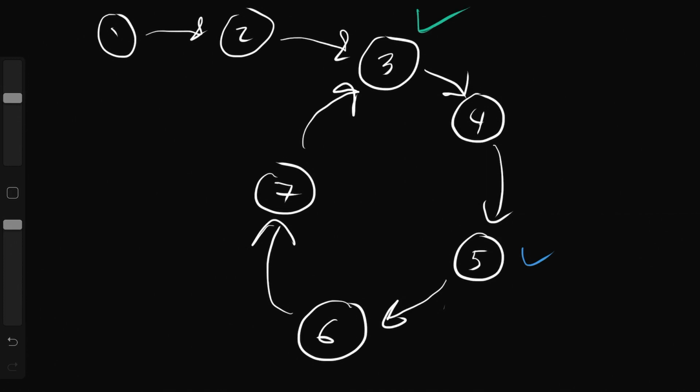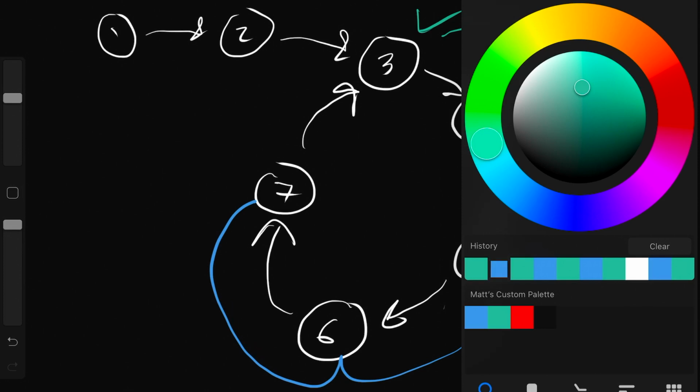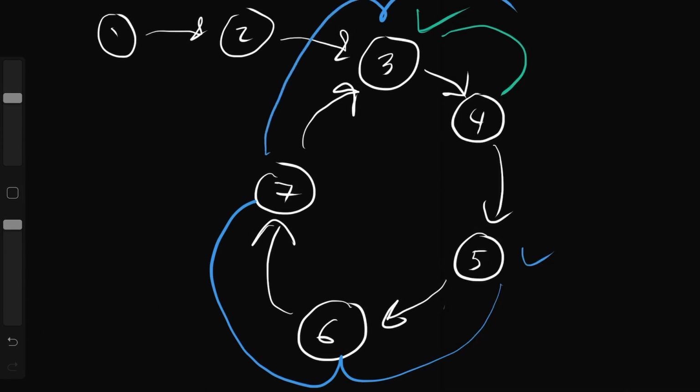Just to speed this up, what'll happen next is blue will move here, and then green will move here. Again, blue will move here, and oh, look at that, you see, they're both matching. And so when both the pointers match up, that's how we know that there is a cycle.